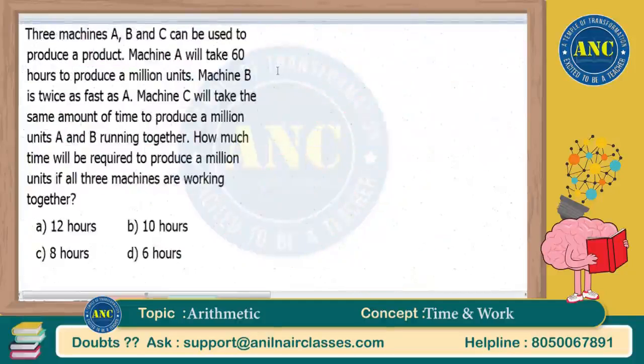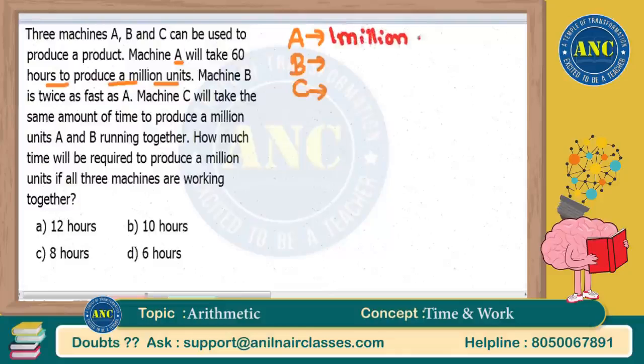Listen to this carefully, sir. The question says, 3 machines A, B and C can be used to produce a product. Now, there are 3 machines. The machines are A, B and C, right? That is what we understood from the first statement. Second statement says, machine A will take 60 hours to produce a million unit. That means this machine A, to produce 1 million unit, it will take 60 hours, right?